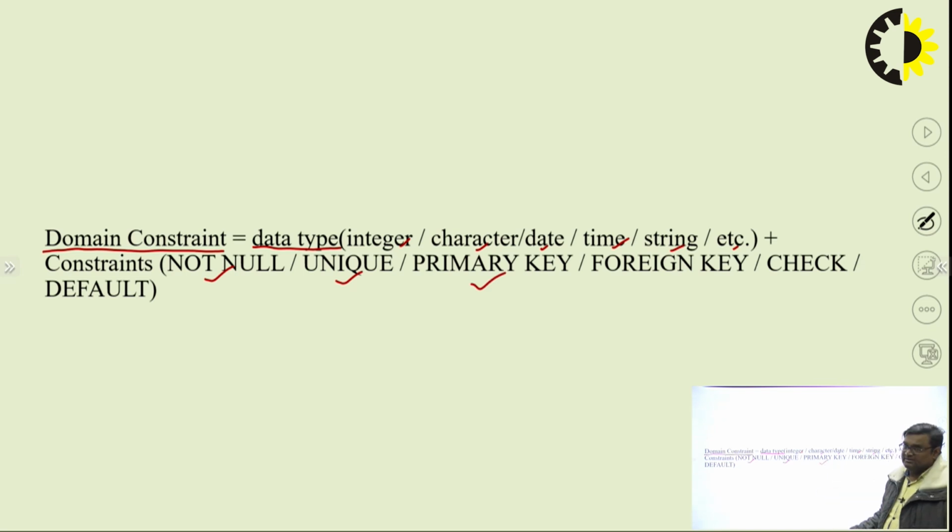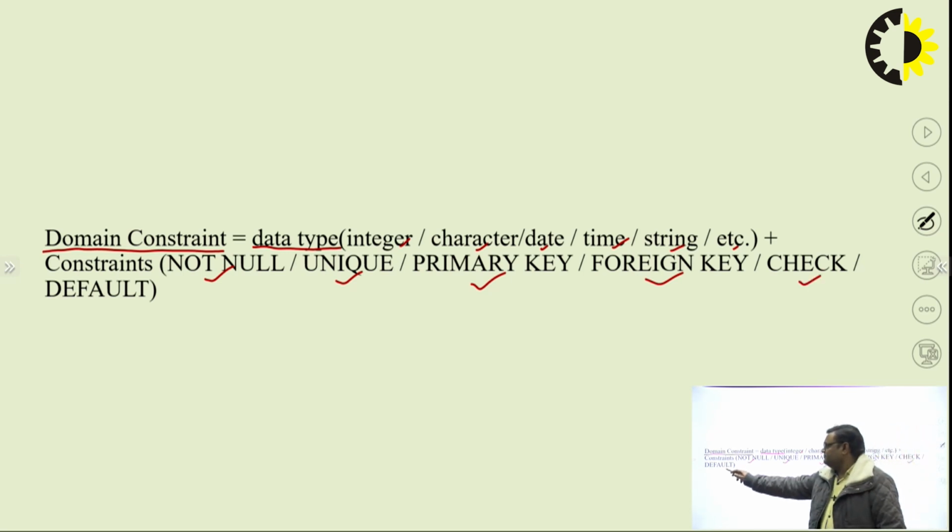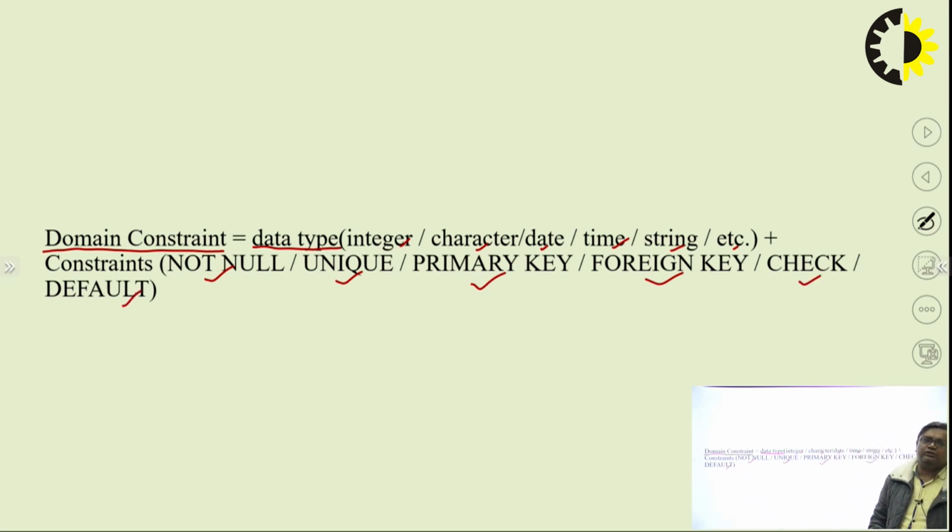Primary key: it should not have null as well as cannot have duplicate values. Foreign key: in the domain itself, we can use a foreign key, meaning all the values that will be inserted should be contained in the primary key of the primary table. Check constraint or the default value: we can set the default value also.